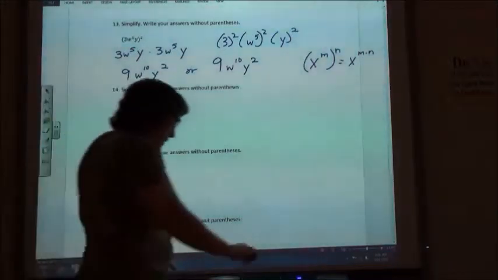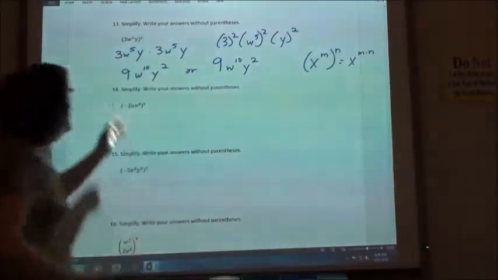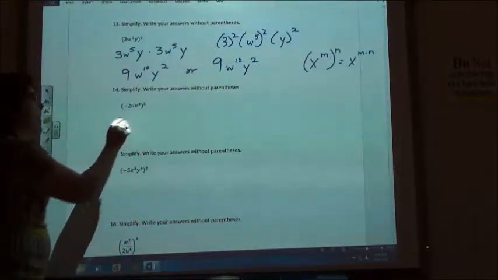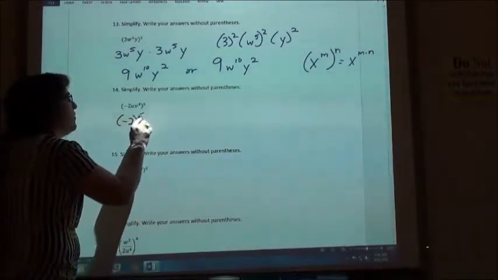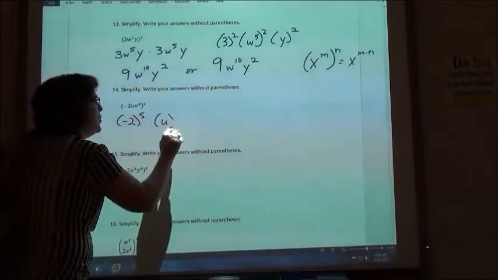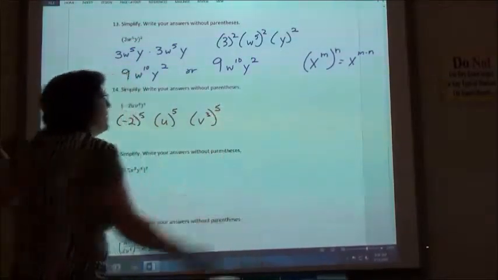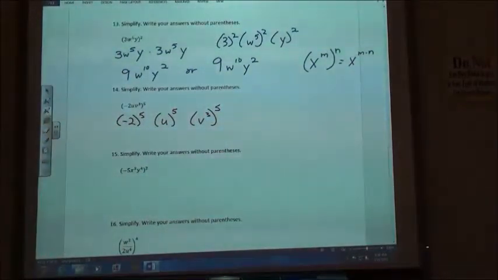So number 14, if I have negative 2 u v cubed and I'm raising it to the fifth power, I'm going to do the negative 2 to the fifth power, the u to the fifth power, and then the v to the third to the fifth power. So negative 2 to the fifth power.